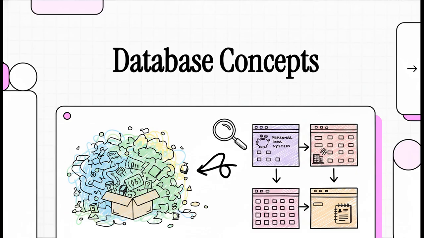So how do massive systems handle millions of pieces of information without completely falling apart? Well, we are going to unpack the core concepts of database management straight from this chapter to see exactly how all this invisible architecture works.